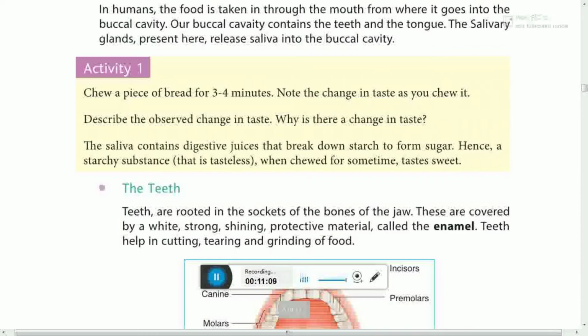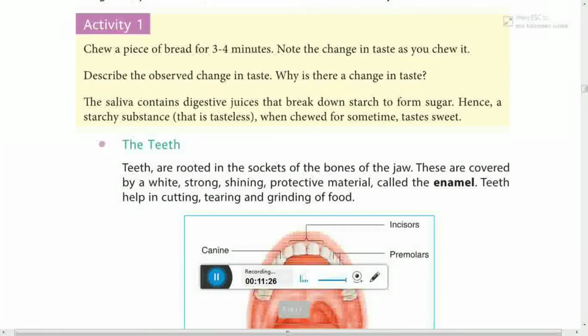The saliva contains digestive juices that break down a starch to form sugar. Hence, a starchy substance that is tasteless when chewed for some time tastes sweet. So our digestion of food started from our mouth.